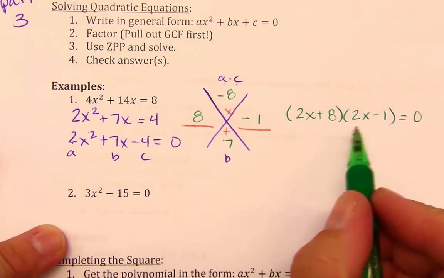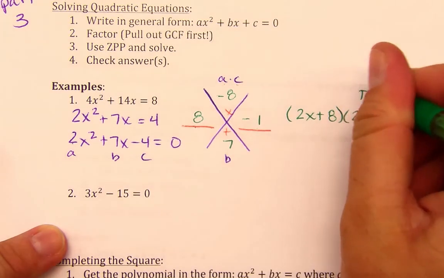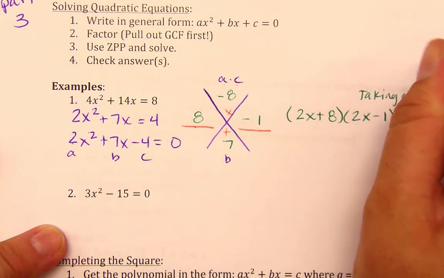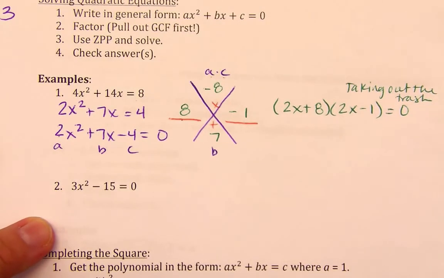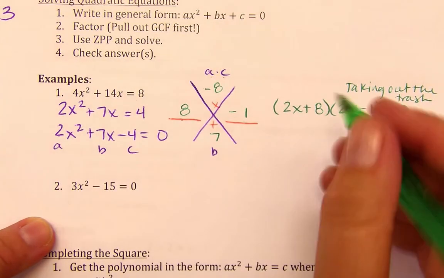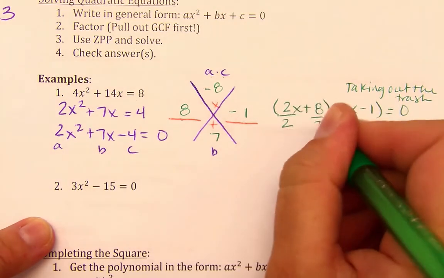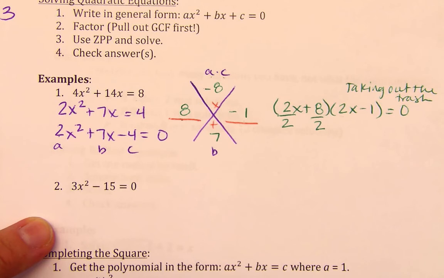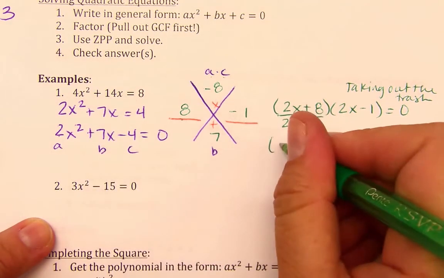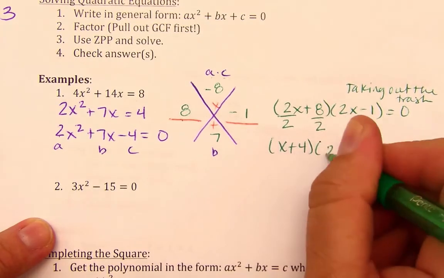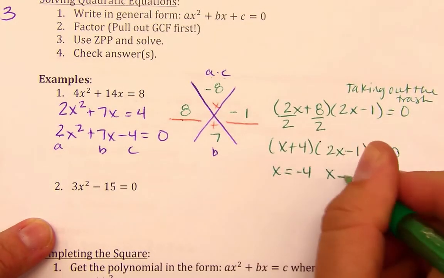Now, I know here I have an extra 2 in here. I know that I have too many of them. And this step I call taking out the trash, because I know I have extra factors in there. Now whichever one of these factors has that extra 2, that's where we're taking out the trash. And again, with this method, you have to take out the GCF at the very beginning like we did. So I have x plus 4 and 2x minus 1 equals 0. So x equals -4 and x equals 1/2.